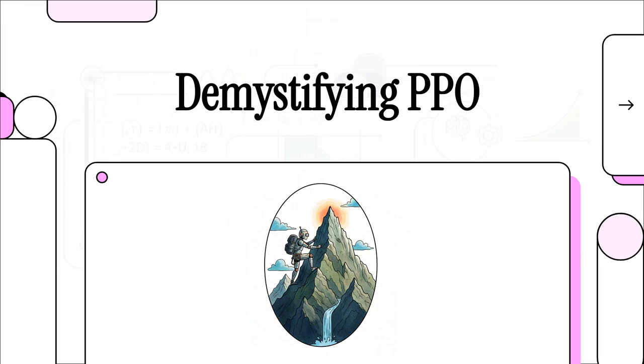You've probably heard of things like ChatGPT, right? Well, a huge reason they work so well is an algorithm called Proximal Policy Optimization, or PPO. It's one of the cornerstones of modern AI, but what does it actually do and how? Well, today, we're going to pull back the curtain and demystify PPO, breaking it all down step by step.